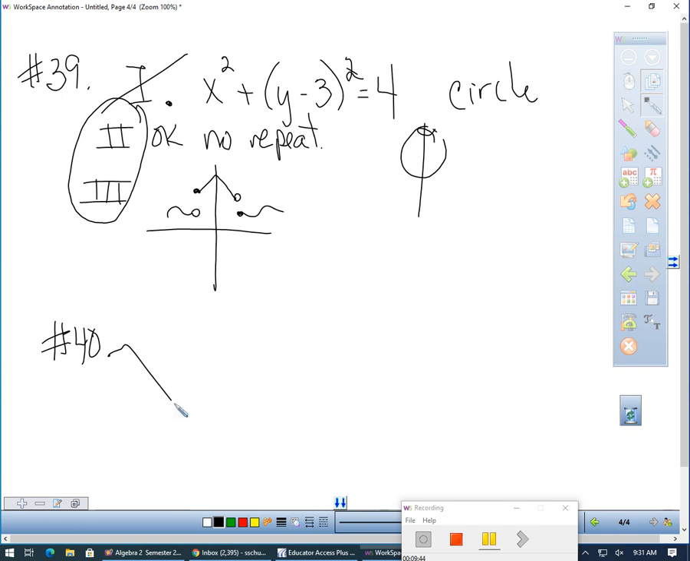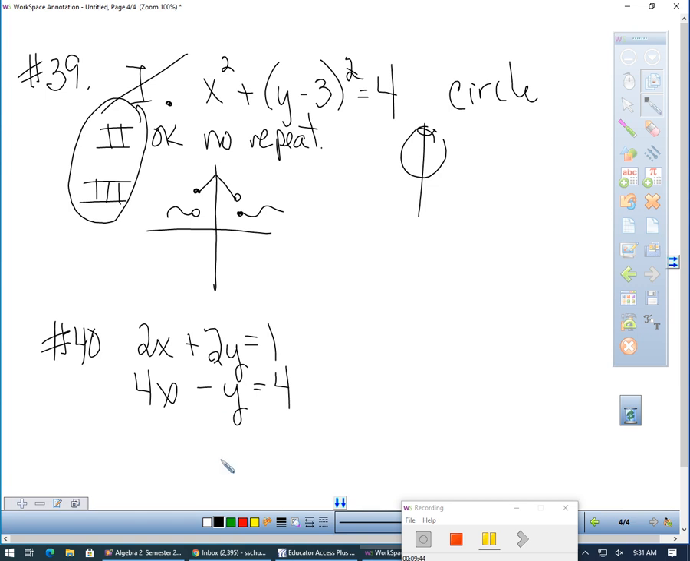On number 40, we have 2x plus 2y equals 1. And we have 4x minus y equals 4. And it says that it intersects at the point with coordinates a, b. What is the value of b?